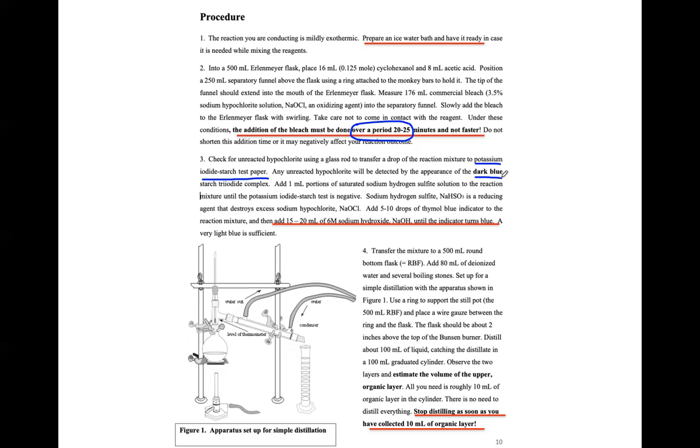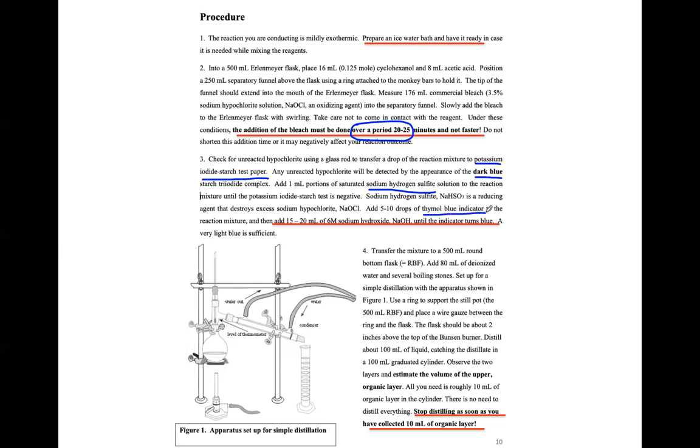So what do we do with the bleach? We kind of want to get rid of it at this point. The bleach is an oxidizing agent. So the way to get rid of it is by adding a reducing agent. And the reducing agent we're going to add is called sodium hydrogen sulfide. So we're going to add that until all the bleach has been reacted off and the starch iodide test is negative.